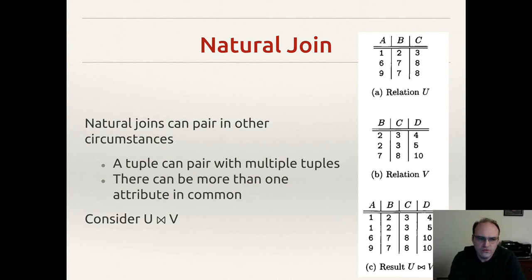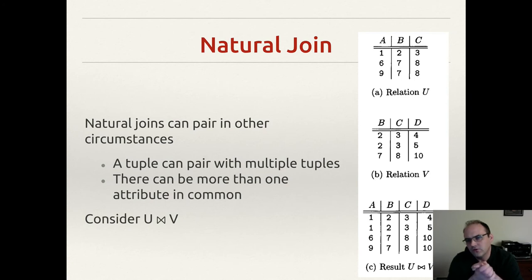Now, we can also use natural joins in other circumstances, such as ones where you have multiple tuples that match, as I mentioned before, in both relations. Or there could be a situation where more than one attribute are in common, right? So let's look at U and V here. U has 3 tuples and 3 attributes. V has also 3 tuples and 3 attributes. They both have B and C though now. So before we only had B in common, now we have 2 in common. So let's look at how this plays out.